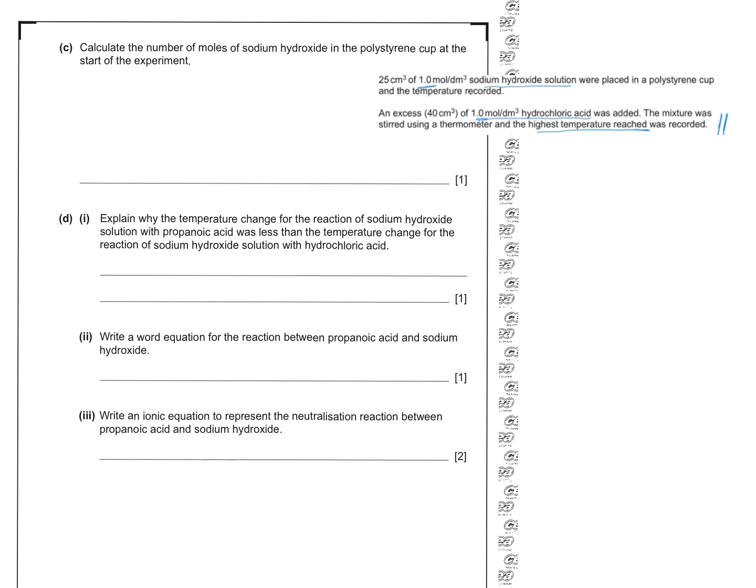C. Calculate the number of moles of sodium hydroxide that were in the cup at the start of the experiment. Well, number of moles equals concentration times volume. The concentration of the sodium hydroxide solution is 1 mole per cubic decimeter, and times that by the volume, which is 25 cubic centimeters. As it's cubic centimeters, I need to change that into cubic decimeters, so divide it by 1,000, and I get the answer of 0.025.